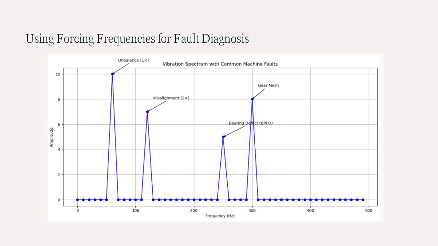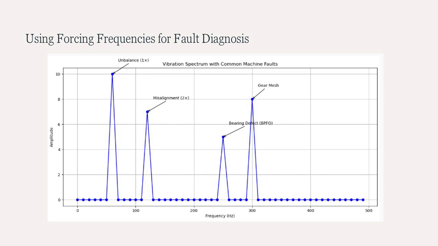Misalignment, 2 times, at 120 Hz, a secondary harmonic indicating shaft misalignment. Bearing defect, BPFO, at 250 Hz. A higher frequency peak typical of bearing outer race faults. Gear mesh at 300 Hz, a peak at the gear mesh frequency, often accompanied by sidebands.